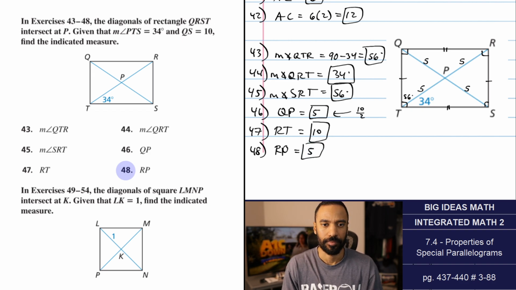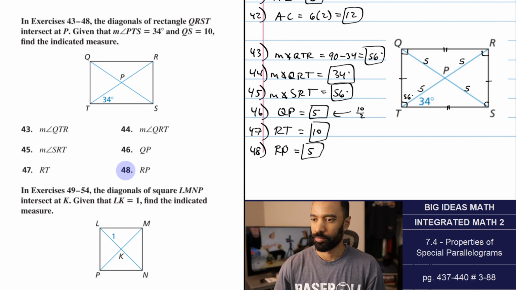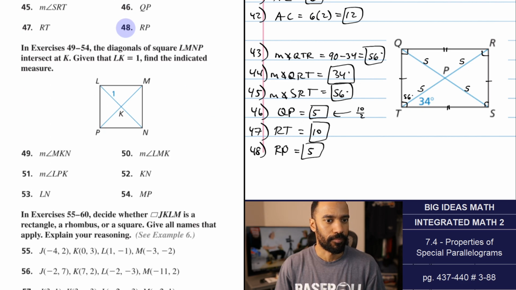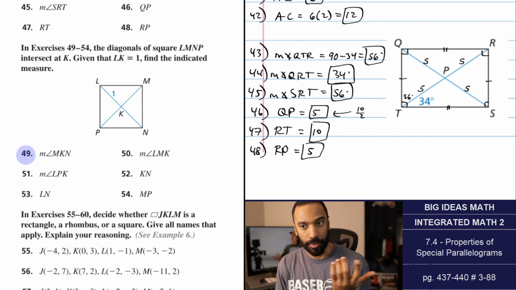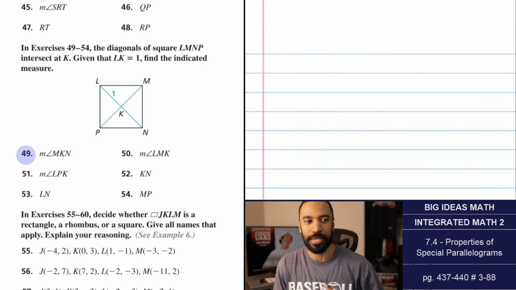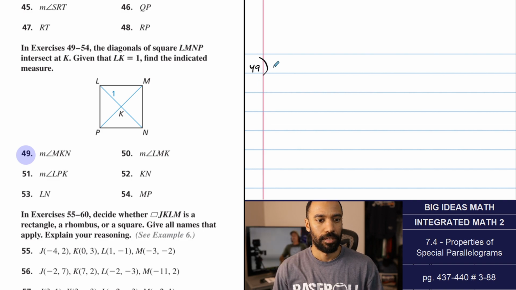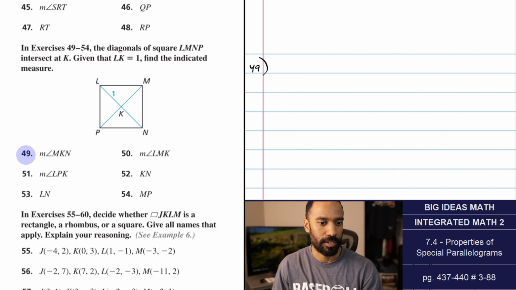Okay. There's that. I'm going to pause for 1 second. Okay. Here we go. In exercises 49 to 54, the diagonals of square, oh, we get to talk about square. L, M, N, P intersect at K. Find the indicated measure. Given that LK, oh, LK is 1, and that is marked.